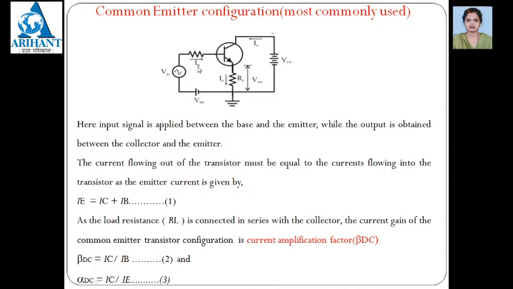You can see the currents here. This is the base current IB, this is the emitter current IE, and this is the collector current IC. You can also see that the emitter current flowing through this is the combination of IC and the base current IB because of these two voltage sources.